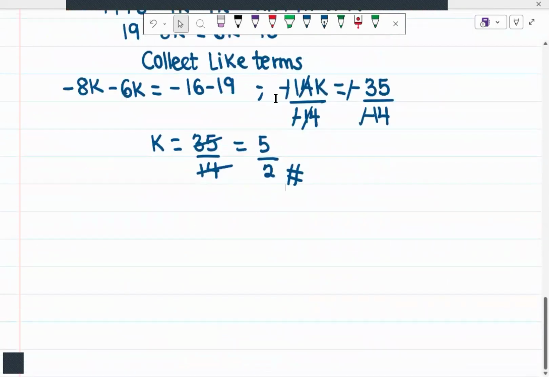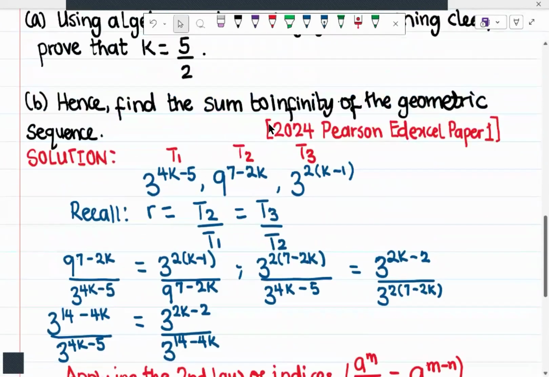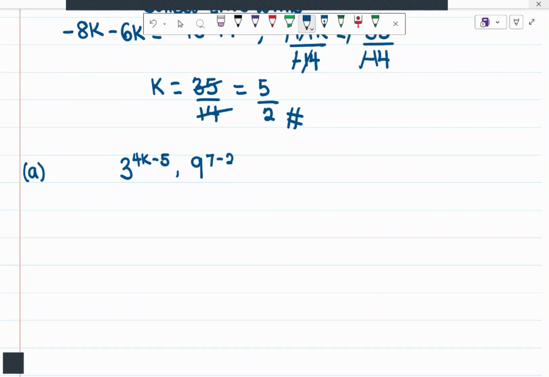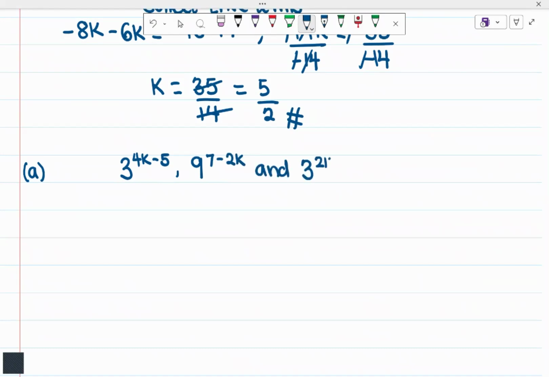So the next question, what was the next question? It says for my b, this is a. For my b, it says hence find the sum to infinity of the geometric sequence. So for my sum to infinity, I need to get my sequence back. I have 3 raised to the power of 4k minus 5, comma, 9 raised to the power of 7 minus 2k, and 3 raised to the power of 2k minus 2.